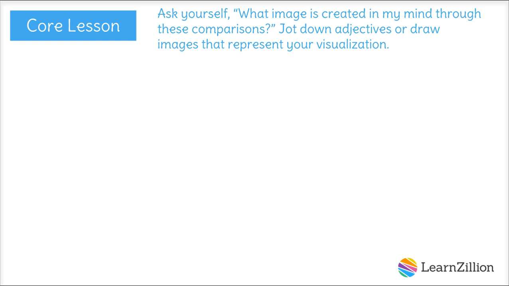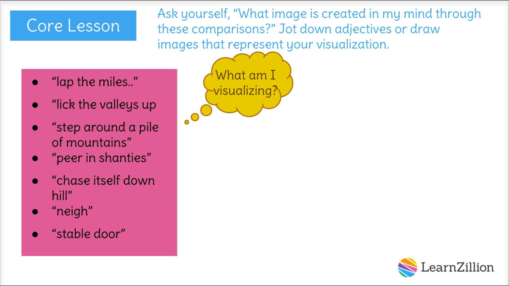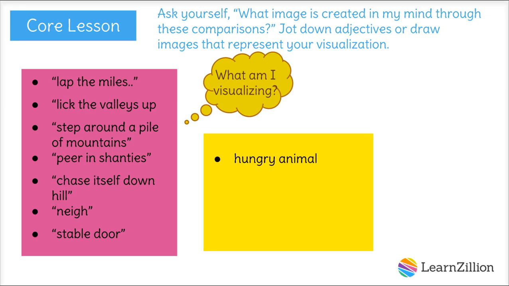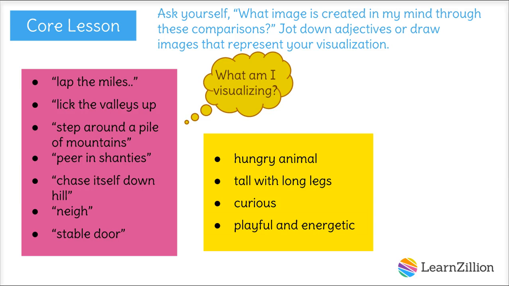Now I'm going to look carefully at these underlined sections on my post-it and ask myself, what images are created in my mind through these comparisons? The words lick and lap remind me of a hungry animal, so I'm going to put that down on my post-it. The phrase step around a pile of mountains makes me visualize a tall animal with long legs. The word peer makes me think about something or someone that is curious, because only someone that is curious would peer into someone else's home. And when I visualize something chasing itself down a hill, it makes me think of something that is playful and energetic. Although these other phrases make me think of any animal in general, these last words, neigh and stable door, really make me think about a horse, so I'm going to include that image to remind myself.